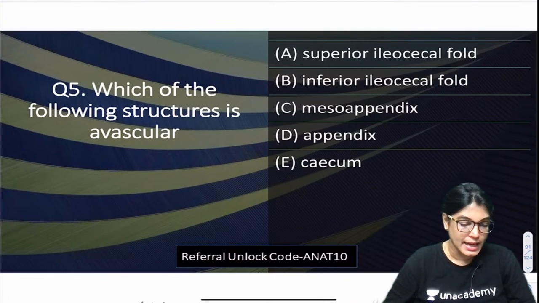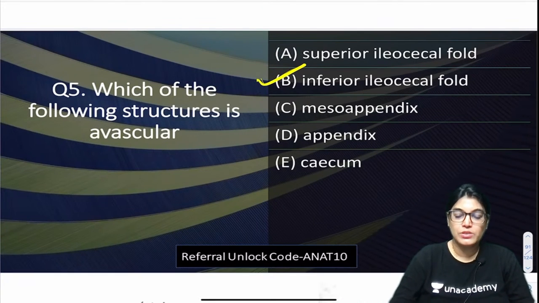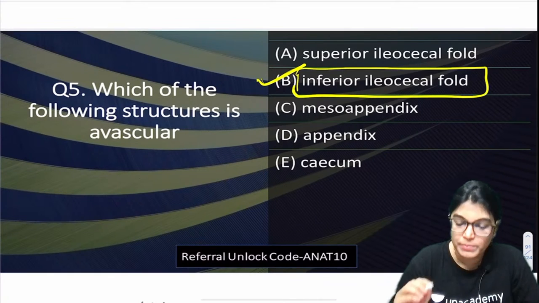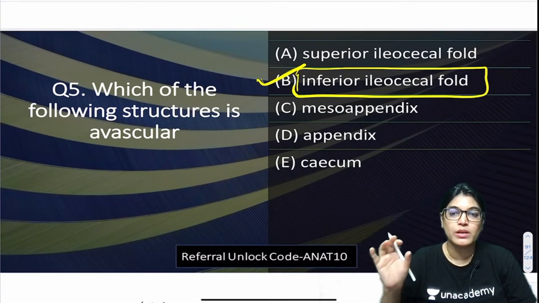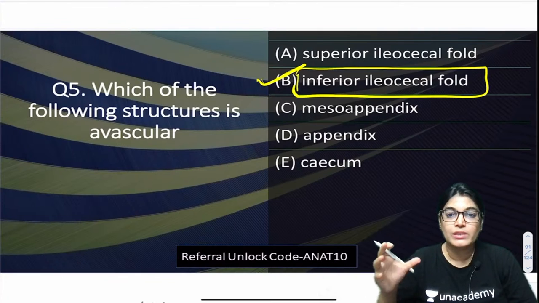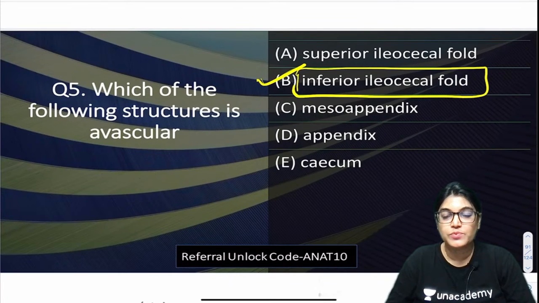Is it okay? The correct answer is B, the inferior ileocecal fold. The inferior ileocecal fold does not contain blood. It is avascular, with no blood supply. It is an avascular fold seen in relation to the cecum and the ileum. In that fold there is no blood, and it is called the bloodless fold of Treves. What is the name given to it? It is called the bloodless fold of Treves.